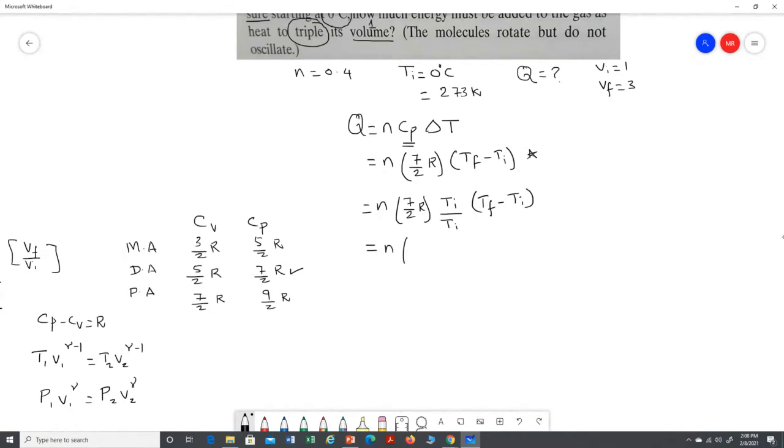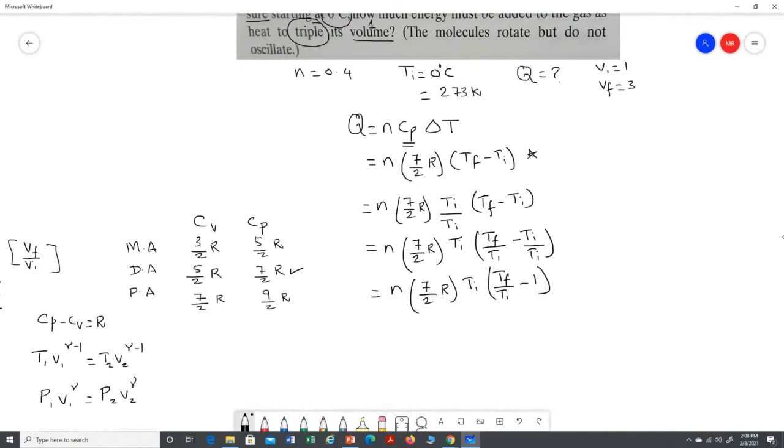Your equation becomes n multiplied by 7 over 2 times R, and the top Ti I am going to keep as it is. I am going to multiply the denominator Ti inside the bracket. So what will you get? Your equation becomes like this. Now Ti divided by Ti becomes 1. So I got Ti, and inside the bracket Tf divided by Ti minus 1.